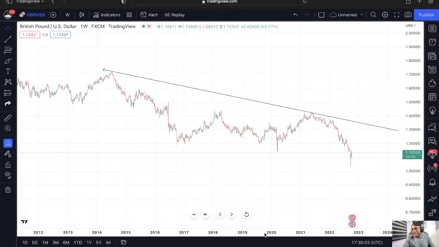Yes, someone is asking regarding the resistance and support level, can it be applied to hourly? Yes, it can be applied to all time frames. All right, good.